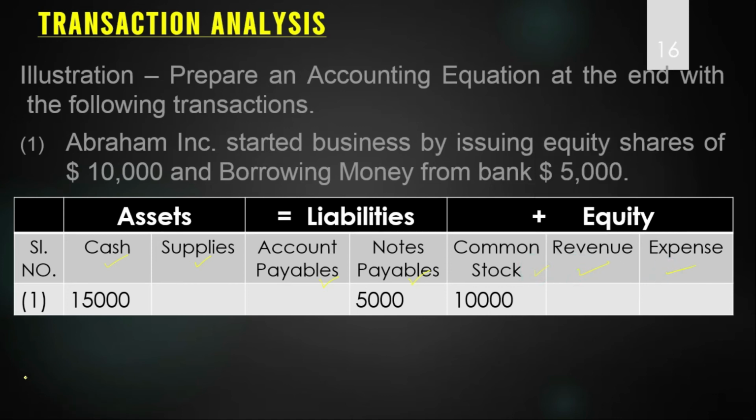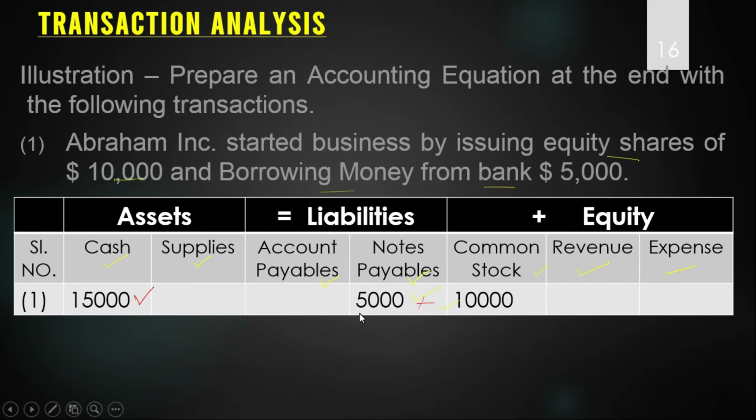and expenses. Now the first transaction is issuing equity, that is, increasing common stock by 10,000. So write in the common stock 10,000, and borrowing money means the notes payable increasing by 5,000. So write under the notes payable 5,000, and 10,000 will be coming to the business as cash by issuing common stock. 5,000 will be coming to the business by borrowing from banks. So a total of 10 and 5, that is 15,000 will be coming to the cash column.